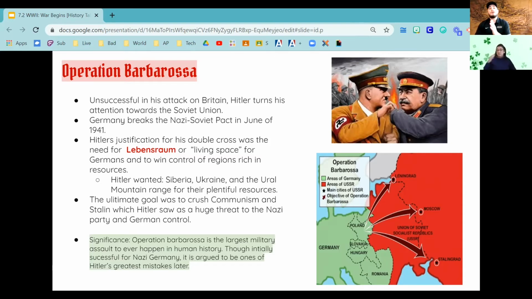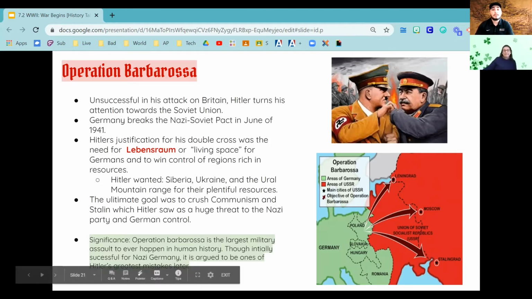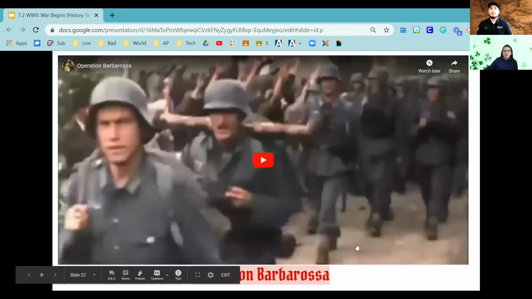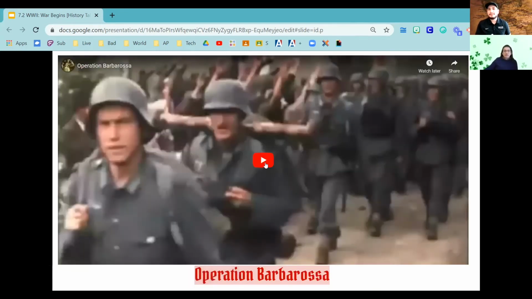And this is one of those moments in history where a lot of historians question Hitler's moves and ask, if Hitler did not invade the Soviet Union and made this mistake, would he have lost in the end? I think that's a big one that a lot of people still puzzle on. Let's go ahead and see what Operation Barbarossa looks like.